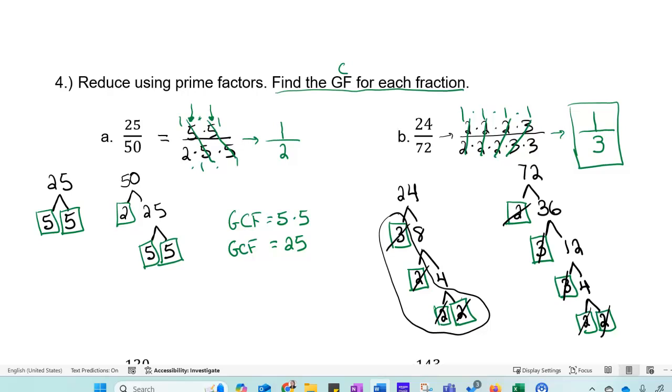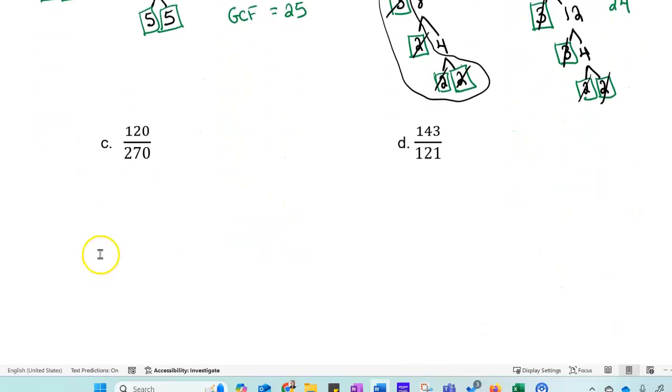So how about that greatest common factor? Well, I have 2s that were crossed off. Times 2 is 4. Times 2 is 8. And times 3 is 24. So my GCF is 2 times 2 times 2 times 3, which is 24. So the numbers that get crossed off, you multiply them together and that gives you the GCF. All right, so go ahead and pause the video.